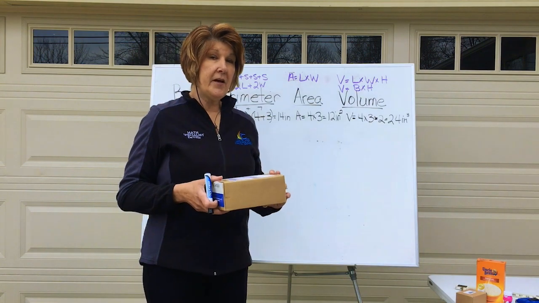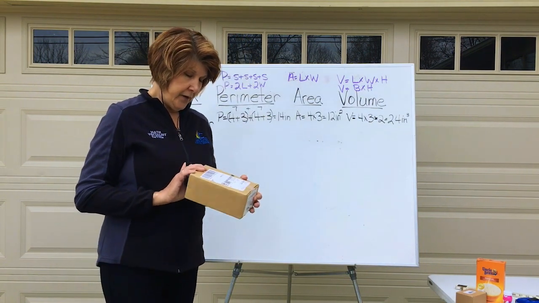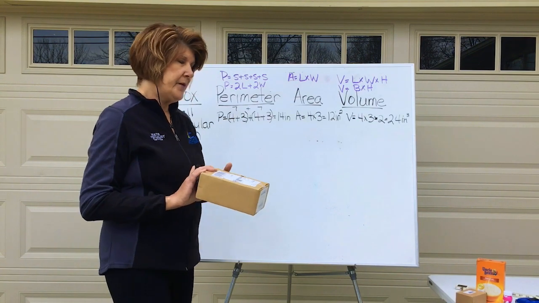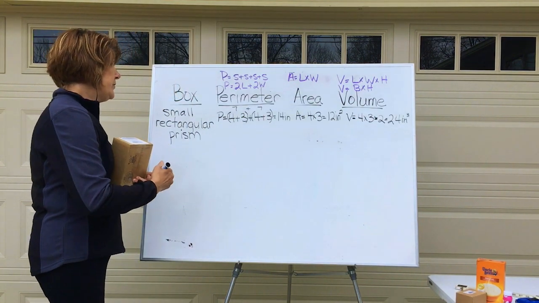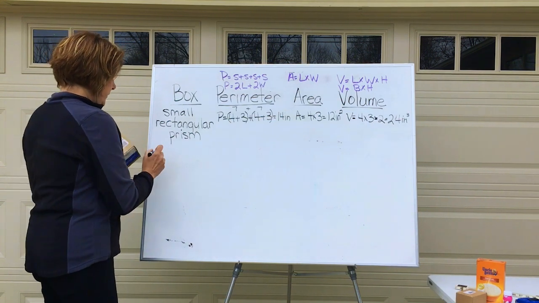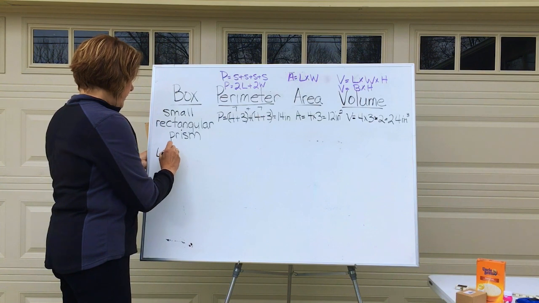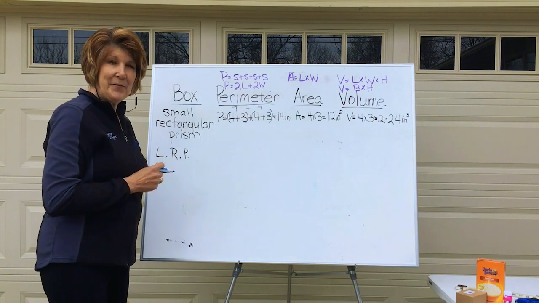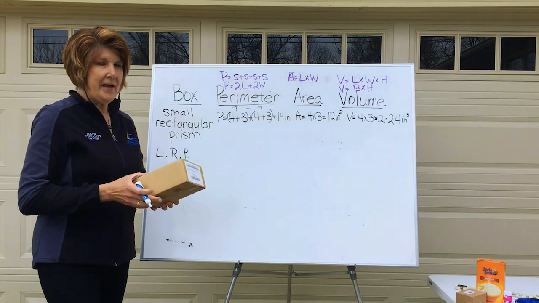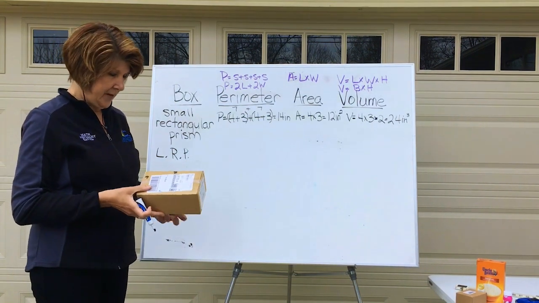Alright, now we're going to look at our larger rectangular prism. So again, I have already marked our measurements for us in the interest of time, but let's go ahead and label our chart. And I'm just going to shortcut it and call this LRP, large rectangular prism. You can write the whole thing out, but I want to make sure we get everything done today that we need to, so we're going to keep it moving.